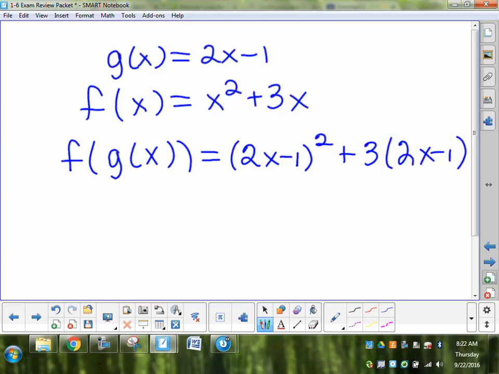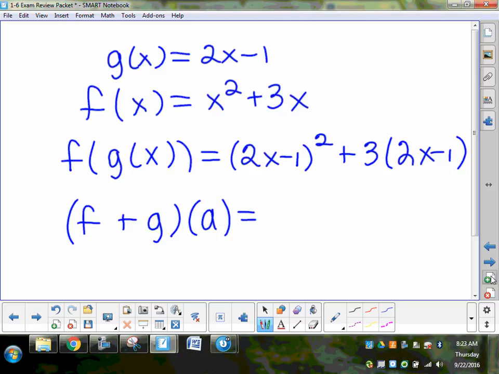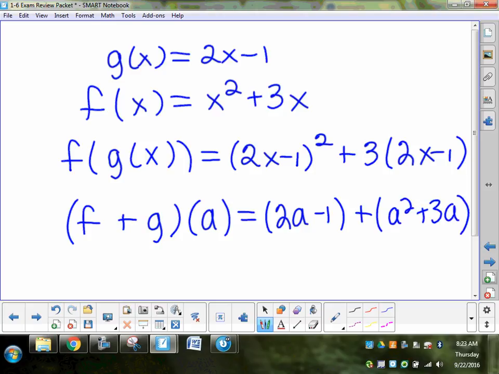And distribute it out. What if I asked you to evaluate f plus g of a? What would that look like? It would probably look like (2a minus 1) squared plus 3a. Wait, what? We're trying to add the 2 functions. Yeah. And then you would go through and add them together.